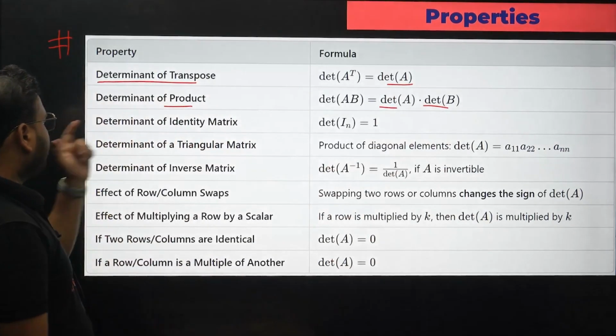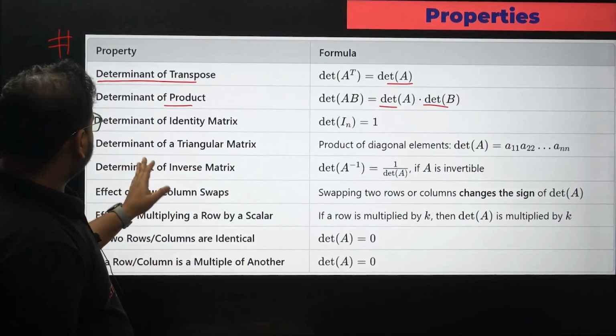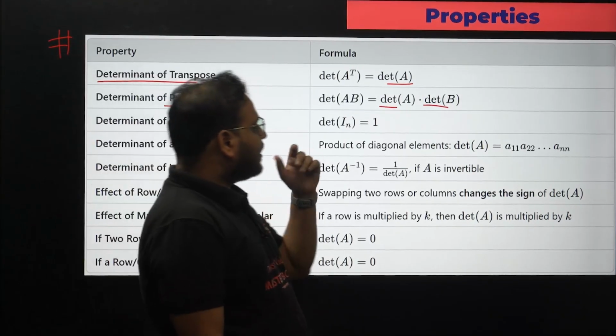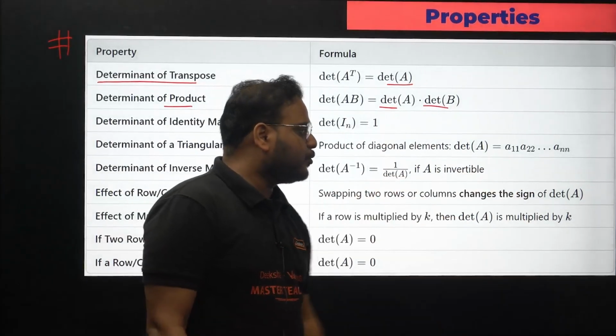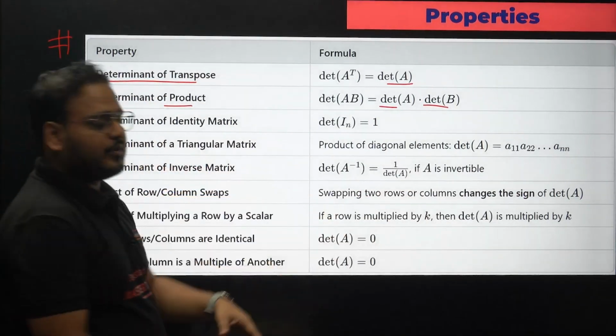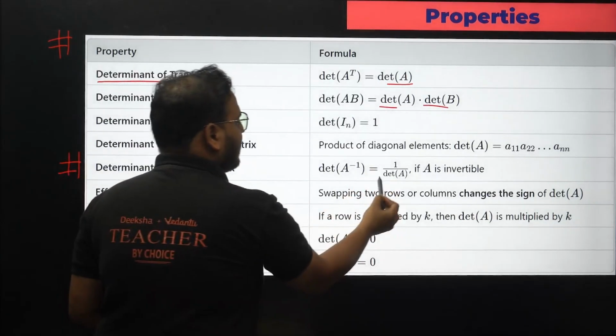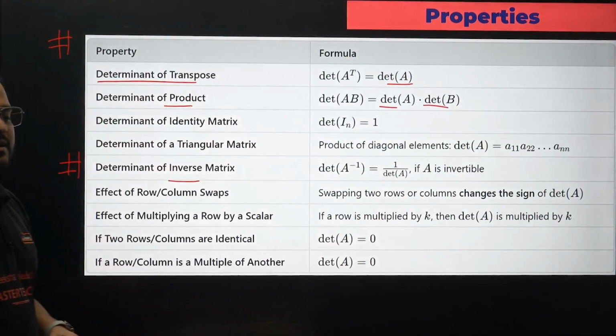For identity matrix it is always 1. For triangular matrix, the determinant becomes the product of the diagonal elements A11, A22, up to ANN. For inverse matrix, it's going to be 1 by determinant of A. Very important property, very much important. For inverse it's going to be 1 by determinant of A.